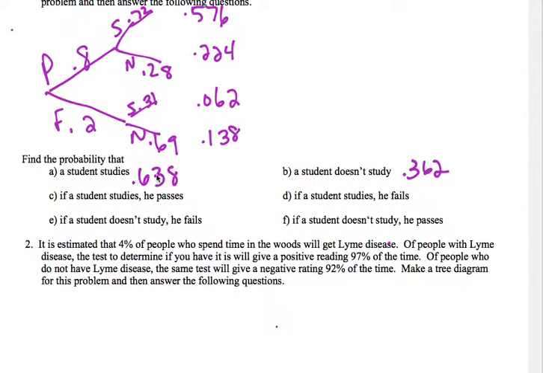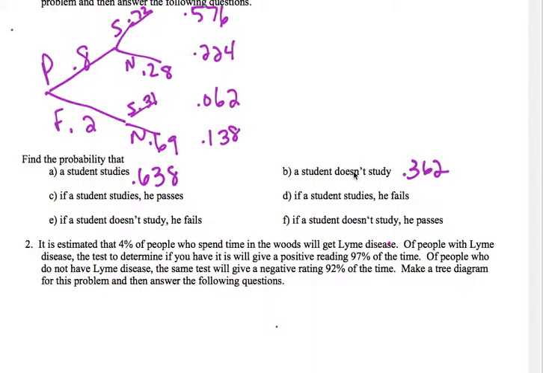So the student studying means we have to add up all the possibilities of what happened when they studied. So they either passed and studied or they failed and studied. We can't just add 0.73 and 0.31, okay? Because the idea of the tree diagram is that these all go together. Okay, so that's where we got 0.638. We added passed and studied, 0.576, and failed and studied, 0.062.